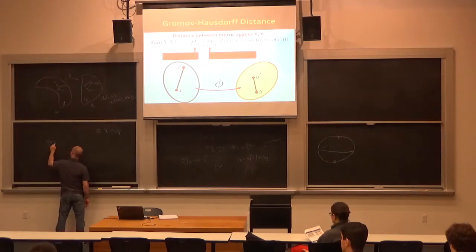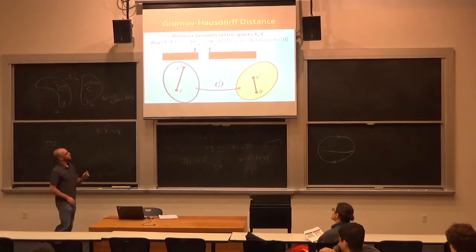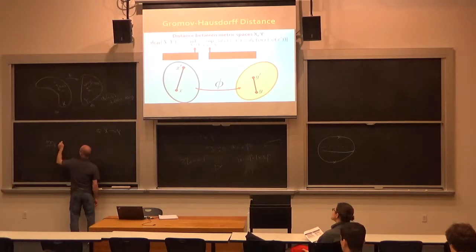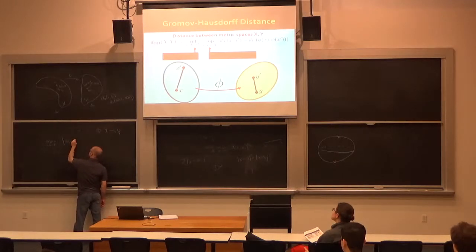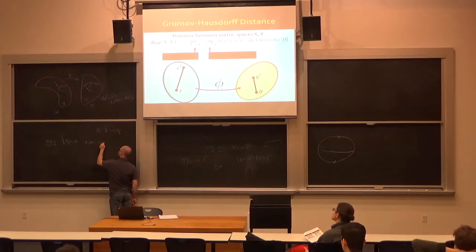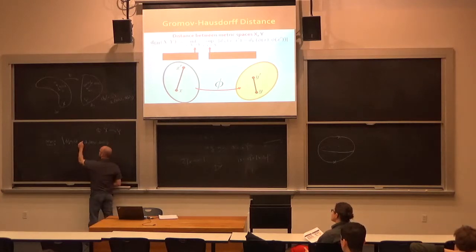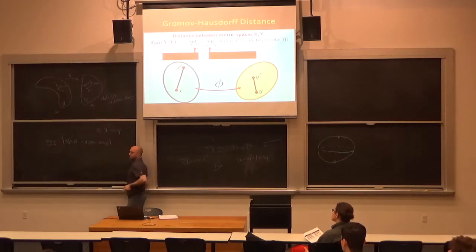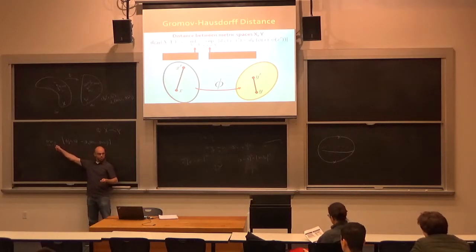a and b in x, and say, okay, well, I have the distance from a to b in x, and the distance from phi of a to phi of b in y, right? And if phi is good, then the difference between the distances should be small, right? So if I take the max difference between all the pairs of distances, then I expect this to be a small number, definitely if phi is a good map.